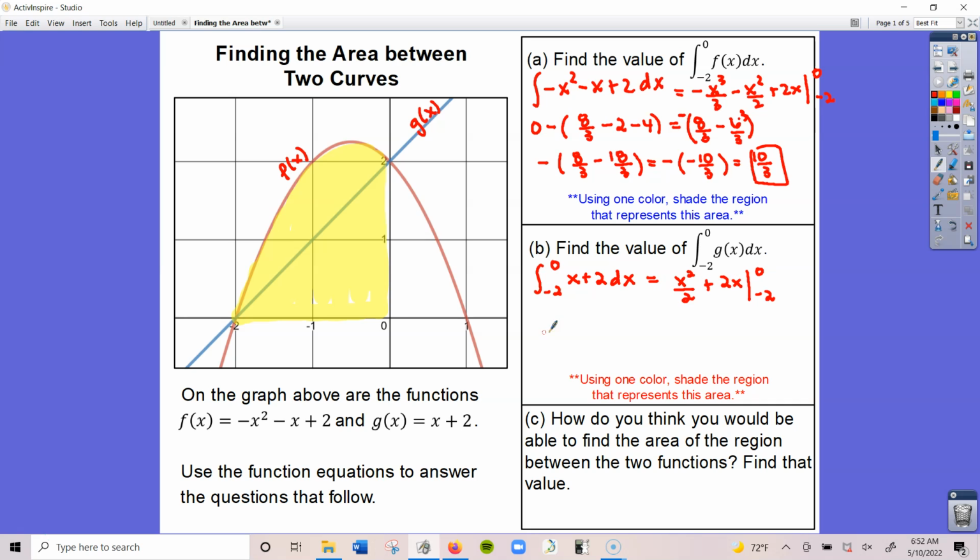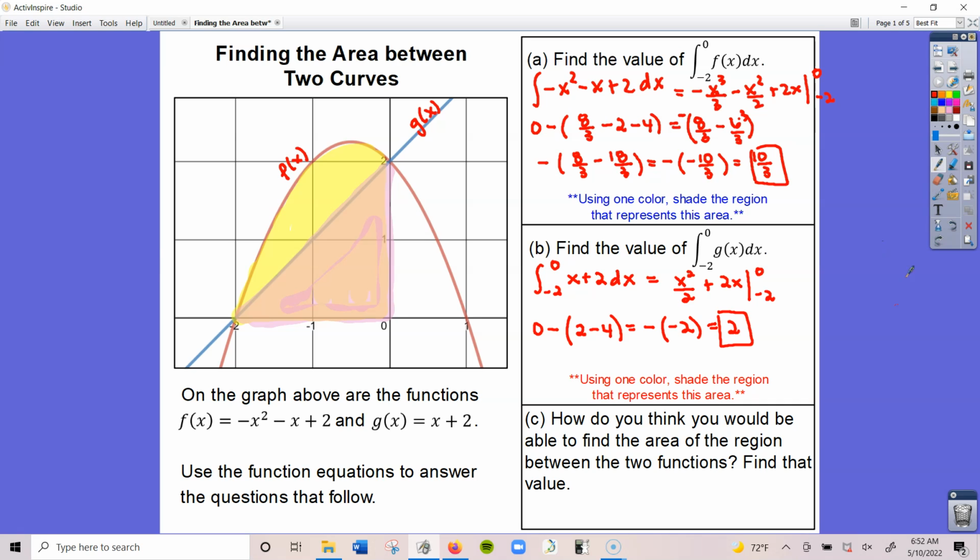Plug in the 0, everything will be 0. Minus, now when I plug in the negative 2, negative 2 squared is 4, divided by 2 is 2. Plus 2 times negative 2 is negative 4. So we have 2 minus 4 is negative 2, and negative of negative 2 gives me positive 2. So what this represents is this section here. So that's from g of x, so that's everything below g of x. So that's this triangle here, which we could have also found this area by just getting the area of the actual triangle.